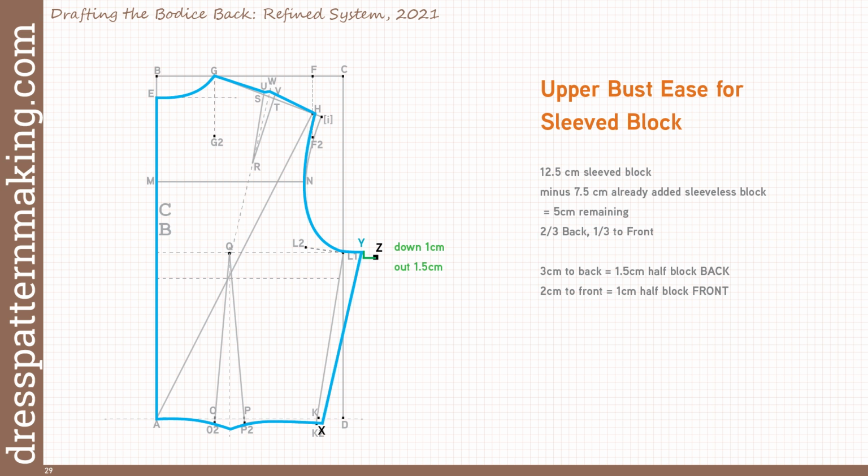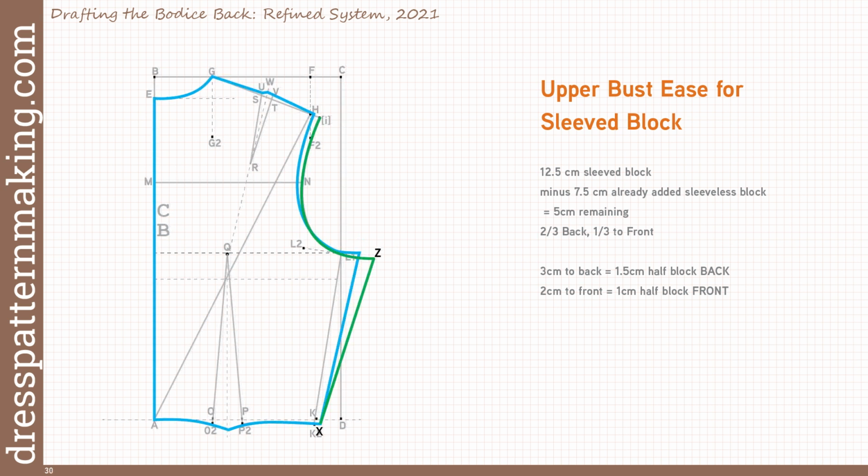So the sleeve block is also lowered a little bit. So from point Y we'll measure down for 1 centimeter and out 1.5 centimeter to point Z. So the side seam for the sleeve block is from point Z at the upper bust point down to point X at the waist.